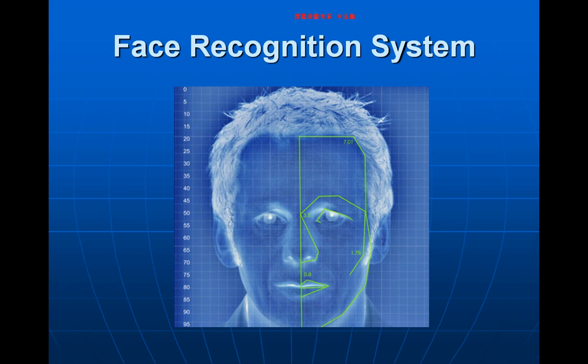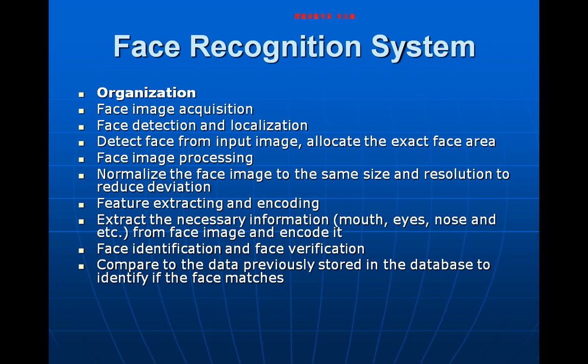Let me introduce the first part, which is the face recognition system. As you can see from the picture, our program is trying to locate the parts of your face. Firstly, our system uses face image acquisition, and then we use face detection and localization to locate the exact part of the person's face. And then we detect the face from the input image and allocate the exact face area.